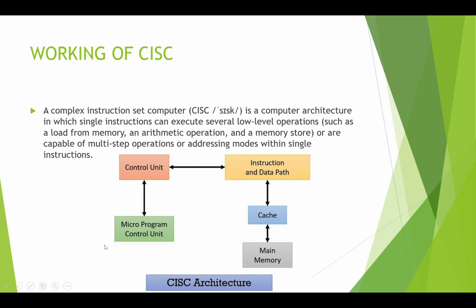Now, how does CISC work? A Complex Instruction Set Computer is a computer architecture in which a single instruction can execute several low-level operations, such as a load from memory, an arithmetic operation, and a memory store, and is capable of multi-step operations or addressing modes with single instructions. This is how CISC works. The components are the control unit, the instruction and data path, cache, main memory, and the microprogram control unit.